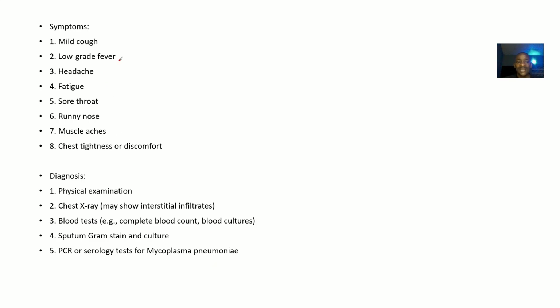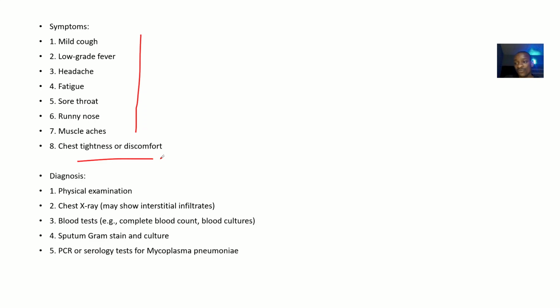What are the symptoms? Every symptom you see in walking pneumonia will be mild. So mild cough, low-grade fever, mild headache, mild fatigue, sore throat, runny nose, muscle aches, chest tightness or discomfort. But everything is just mild, mild, mild. Do you understand? Then diagnosis.